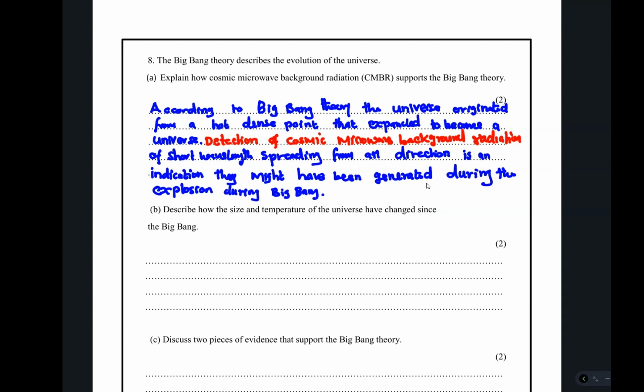Part B, you are supposed to describe how the size and temperature of the universe has changed since the Big Bang Theory. We say that according to Big Bang, the universe originated from a small, hot, dense point, which expanded, and the universe is still expanding. So how does that affect the size and the temperature of the universe?